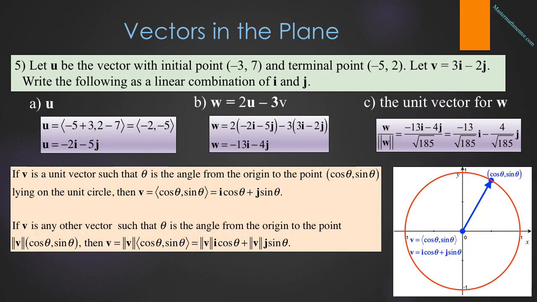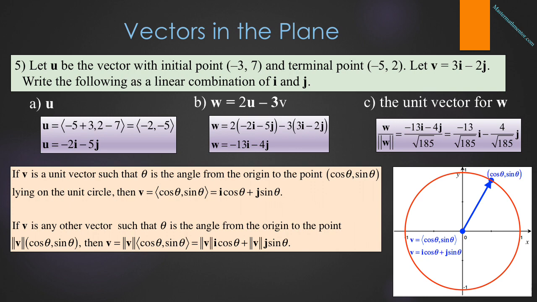Other than notation, there is a better reason that we use the linear combination of i and j to represent vectors. If v is a unit vector such that theta is the angle from the origin to the point cosine theta, sine theta, lying on the unit circle, then v can be written as the vector cosine theta, sine theta, which is i cosine theta plus j sine theta.